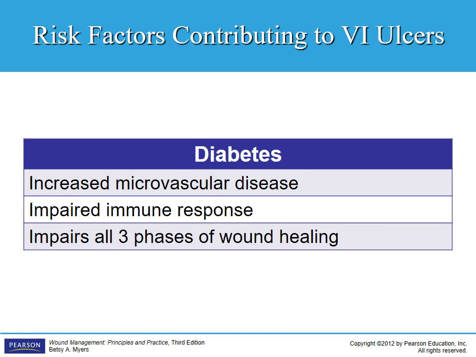Also with diabetes, you'll see increased microvascular disease. I think we talked about this when I was on campus. Diabetes actually causes significant disease at the very small arterial, venular, and capillary level. There's an impaired immune system or response with diabetes. It takes longer to heal, and as we've talked about, it impairs all three phases of wound healing: inflammatory, proliferative, and remodeling.